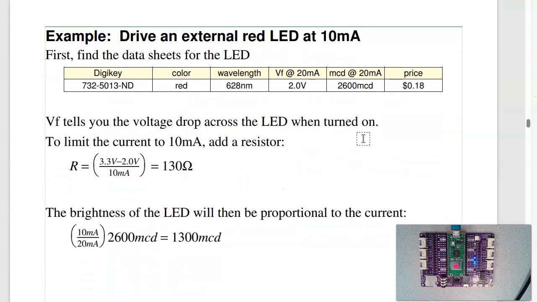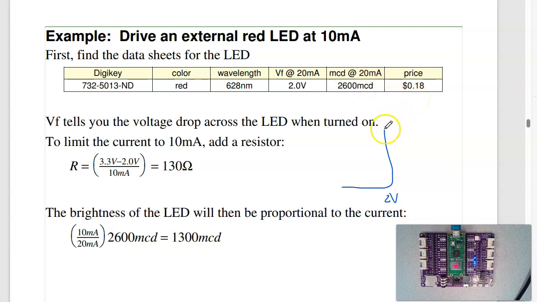For example, suppose I want to drive this red LED. The voltage drop across the LED is 2 volts. The VI characteristics of a diode look kind of like this. So it's 2 volts when turned on. The color is a non-scientific term. The wavelength is a more accurate, more precise way of defining color. The millicandles at 20 milliamps, that's how bright it is, and the cost.